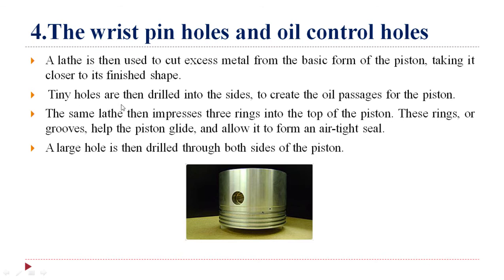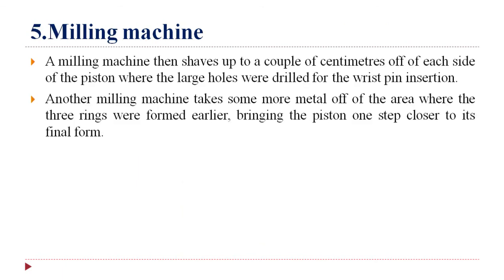At this stage of the forging manufacturing method, first we drill oil holes on the surface of the piston. Then we cut the other three rings, that is two compression rings and one oil ring, on the surface of the piston. Then one large hole is drilled on both sides of the piston to attach the gudgeon pin. Then the milling machine.